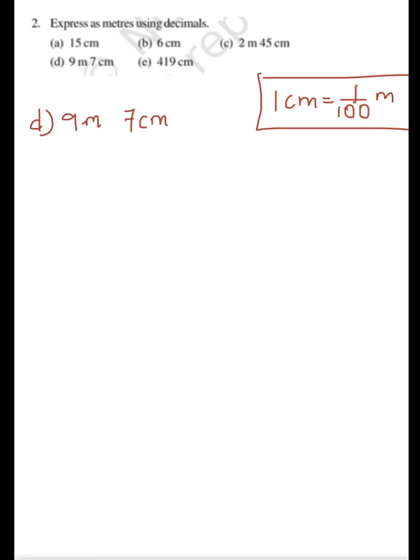D is 9 meter 7 centimeter. So it's also very easy to do. That is, 9 meter is already given in meter, so you have to convert only 7 centimeter to meter. For that what you have to do? You have to divide by 100. Then it will get converted to meter.